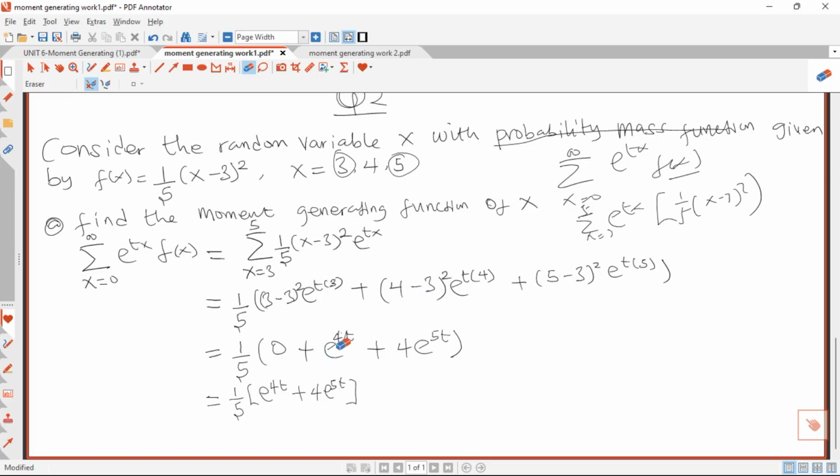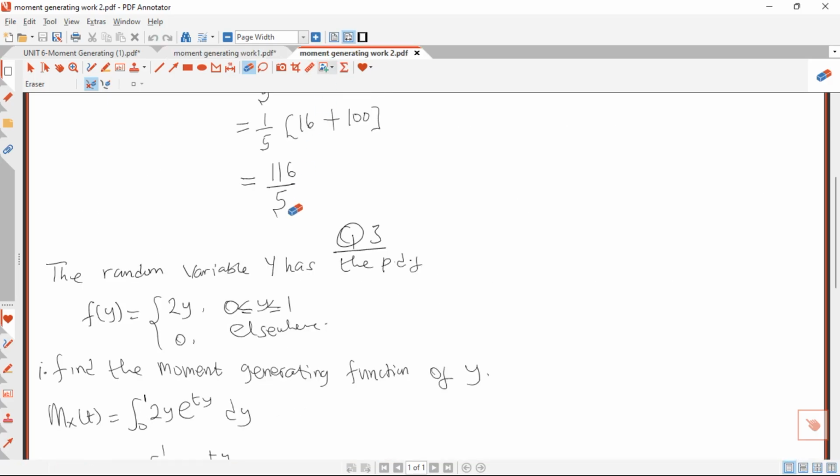We are going to get e raised to the power 4t plus 5 minus 3 all squared, and we are going to get 4 times e raised to the power 5t. When you multiply through, we are going to get our moment generating function for this question as 1 over 5 times e raised to the power 4t plus 4 times e raised to the power 5t. So that is the moment generating function for X, right? Let's go to the next question.